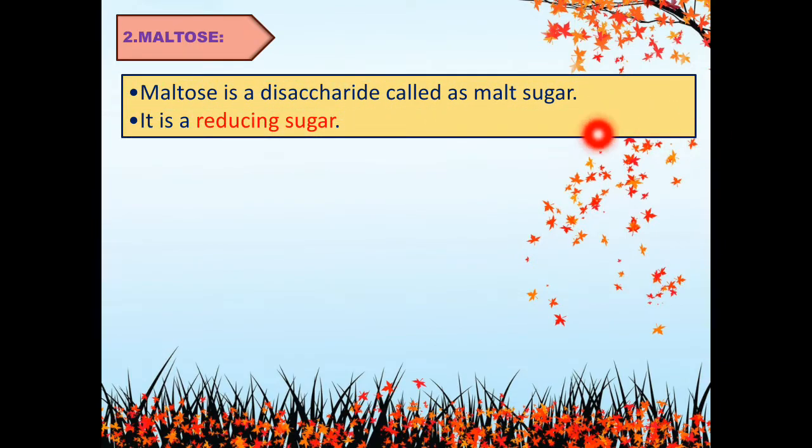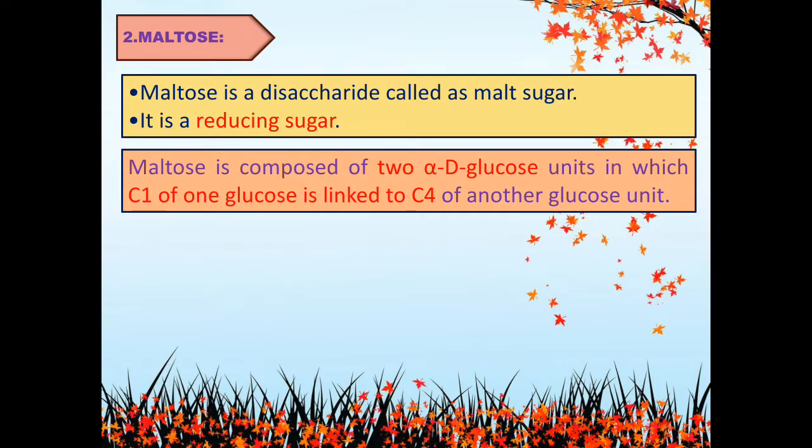Second disaccharide, maltose. Maltose is commonly called malt sugar. It's a reducing sugar. Reducing sugars are the carbohydrates which reduce Tollens' reagent and Fehling's solution. Maltose is composed of 2 alpha D plus glucose units, in which C1 of one glucose is linked to C4 of another glucose. Sucrose is composed of what? Alpha D plus glucose and beta D minus fructose, whereas maltose contains alpha D plus glucose and alpha D plus glucose, 2 alpha D plus glucose units at a C1 C4 glycosidic linkage.